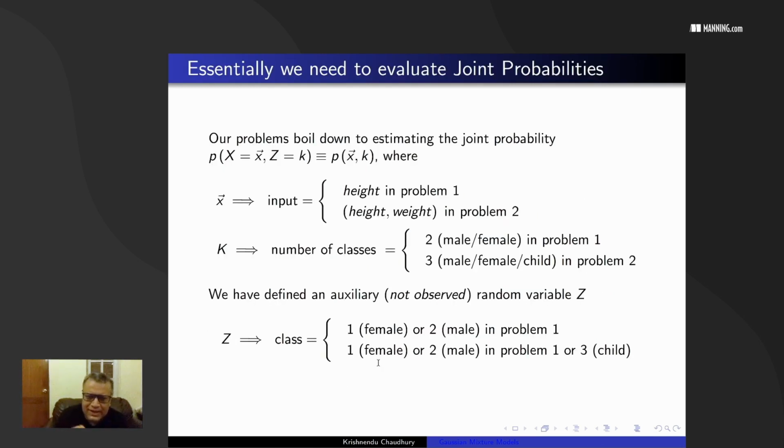Given this, essentially what we are trying to evaluate is the joint probability for a given input and a given class. In other words, the joint probability of the input random variable, which represents height or height-weight pair, and the other variable being z, class, joint occurrence of those two. Let's study this a little bit more carefully.